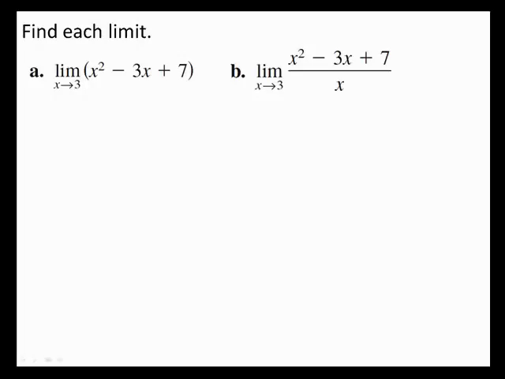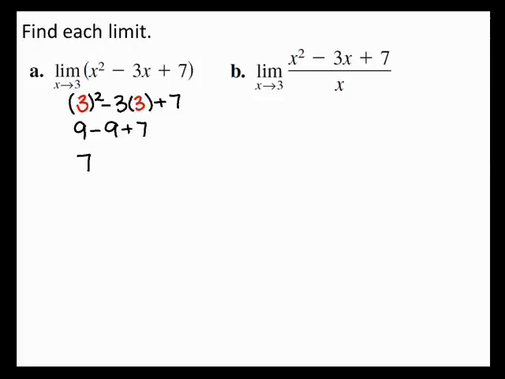Find each limit. Part A. The limit of x squared minus 3x plus 7 as x approaches 3. Substitute 3 in for x. Simplify 3 squared and negative 3 times 3. Simplify 9 minus 9 plus 7. You find that the limit of x squared minus 3x plus 7 as x approaches 3 is equal to 7.